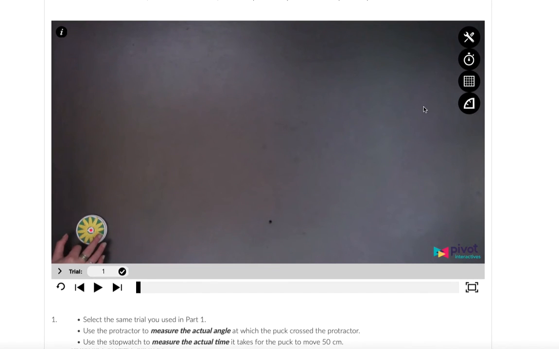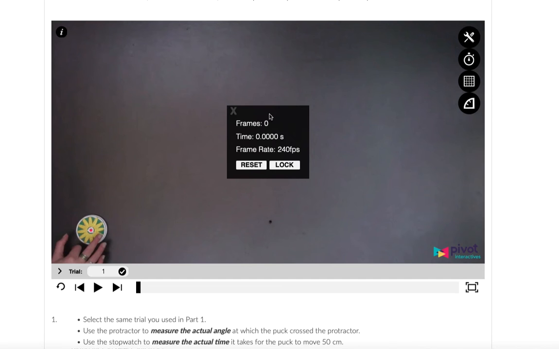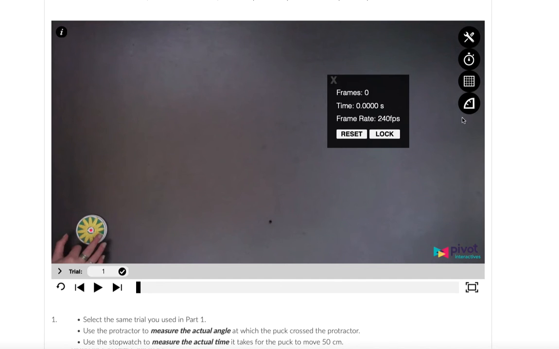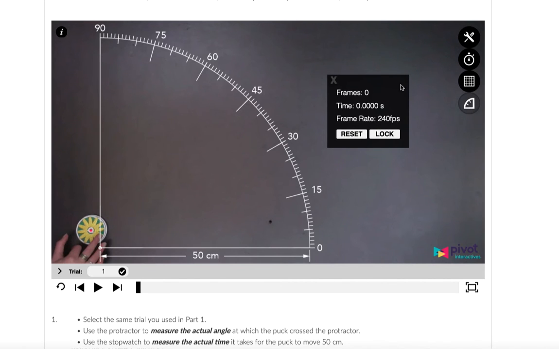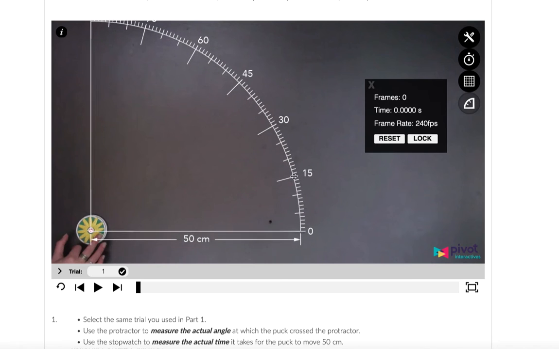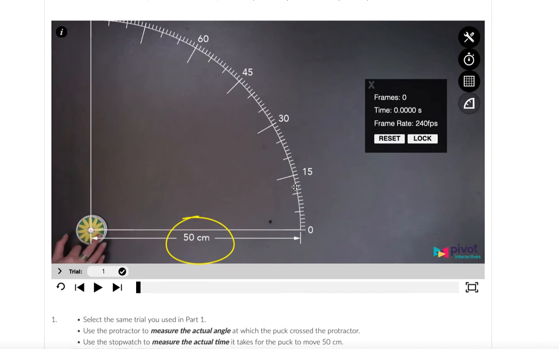Now here's an example of how you would be given different tools. You still have your timing tool, but now you're also given this very nice little protractor, where it's shown where 50 centimeters is. So you made a prediction about how long it would take it to go 50 centimeters and what angle it'd be traveling at.